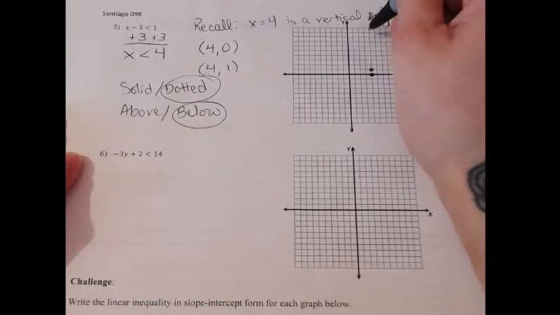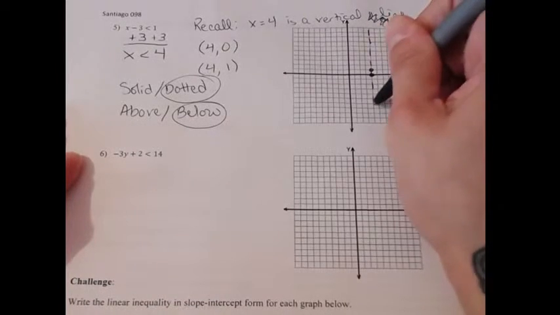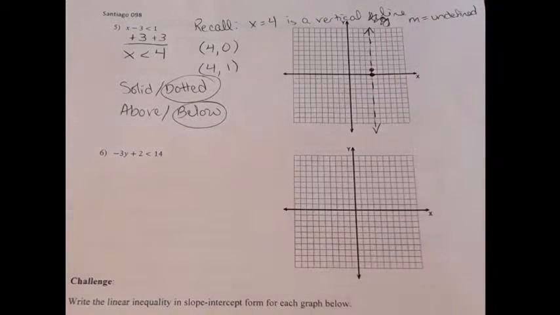So this is a dotted line. So let's go ahead and carefully draw in our dotted line. Hopefully that's visible to you all. And then x is less than 4.